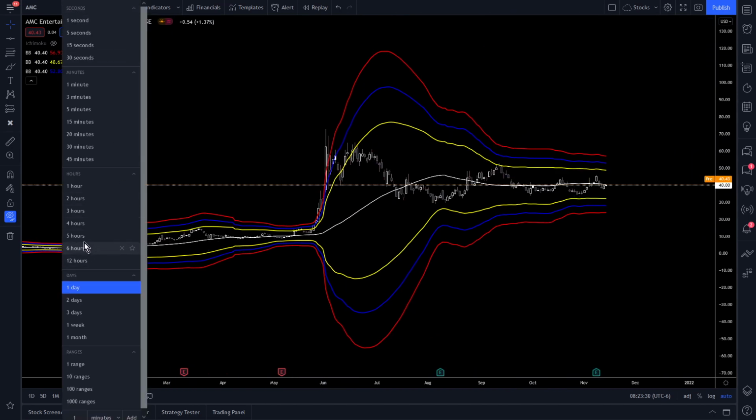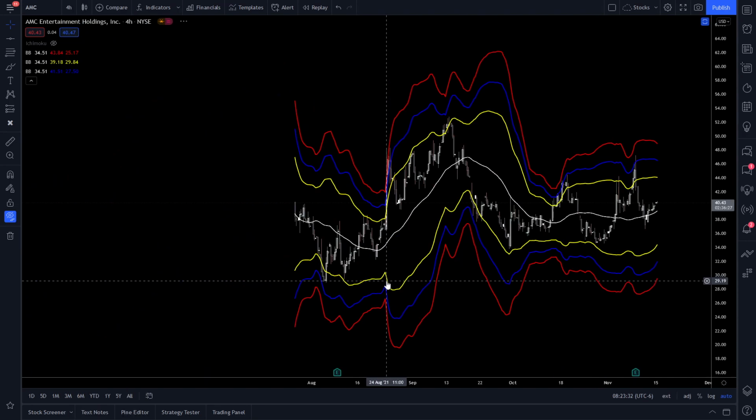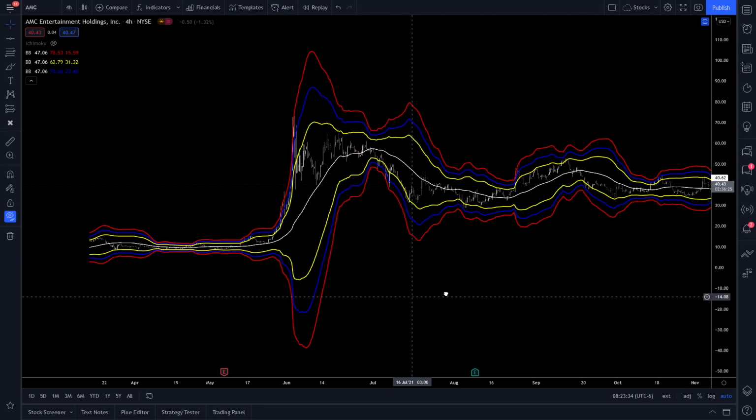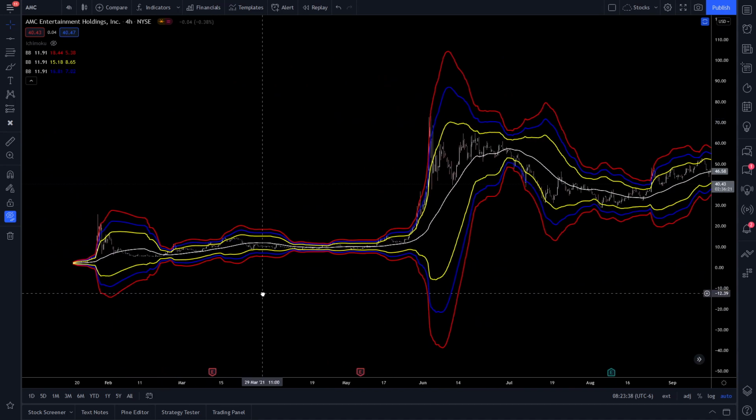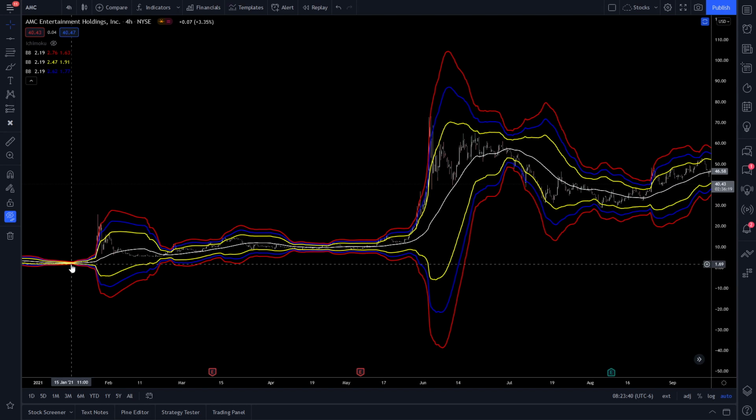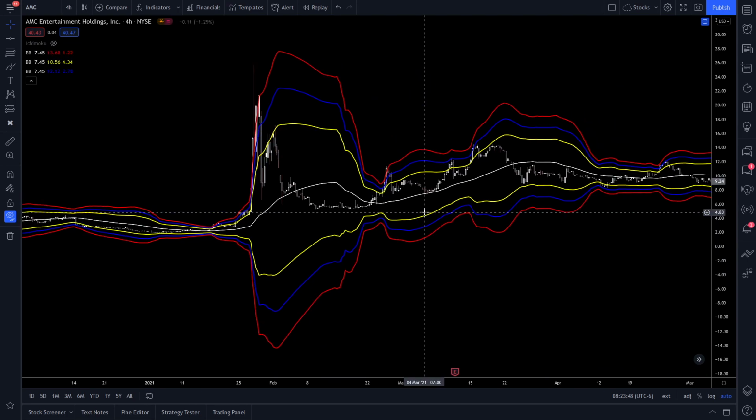I think the 4-hour chart looked better here. Let me see. Yeah, so the 4-hour chart looks a lot better. So you can see how tight those Bollinger Bands got there just before the squeeze. It gets pinched in, and then it explodes out. So you can think of that as just pressure building, right? So now let's go ahead and zoom in.